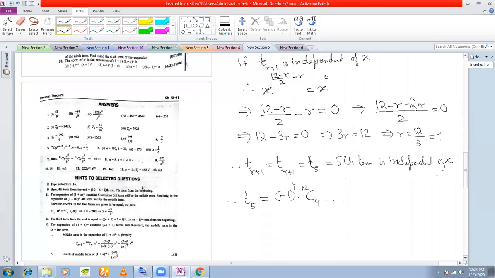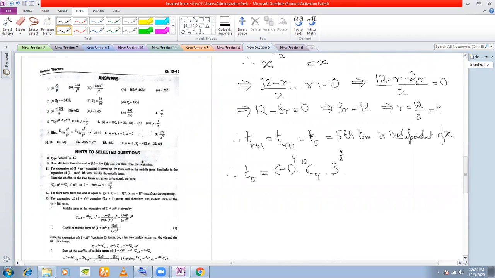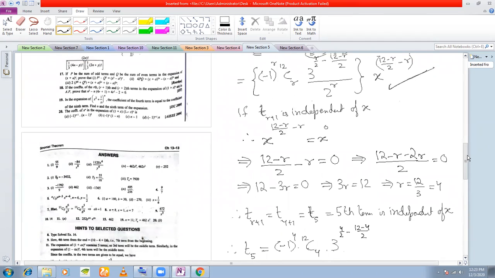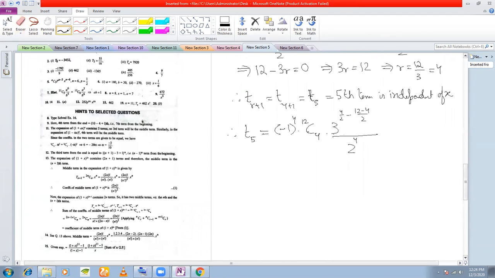into 3 to the power of 4 by 2 minus 12 minus 4 by 2 divided by 2 to the power of r, 2 to the power of 4. And you have x to the power of 0 here. You don't need to write it because you have already put x to the power of 0. So this term is independent of x. This is the entire term. It does not contain x. Minus 1 to the power of 4 is positive.